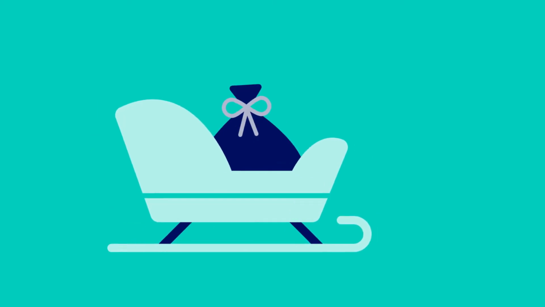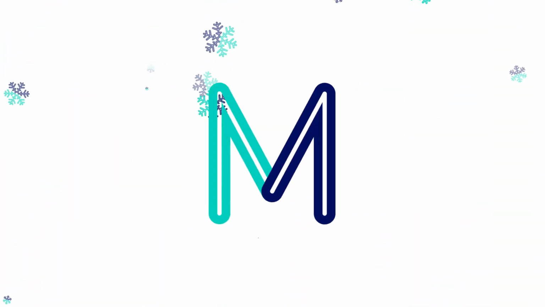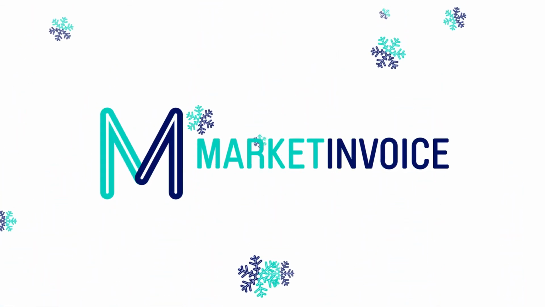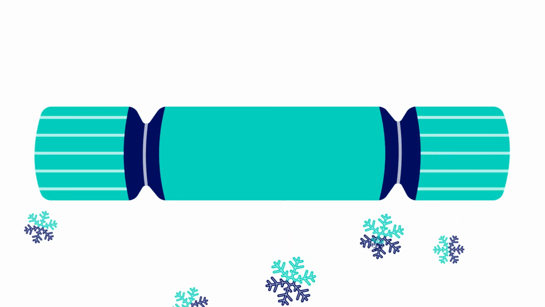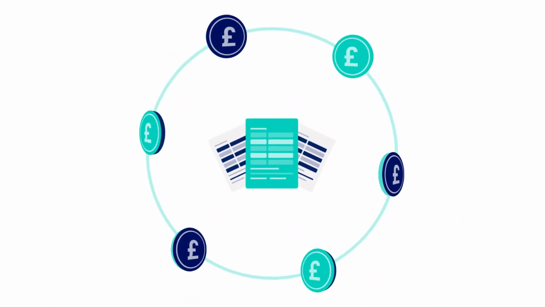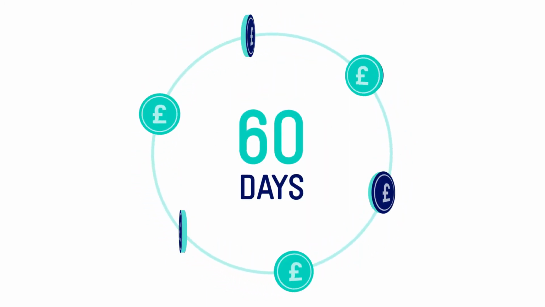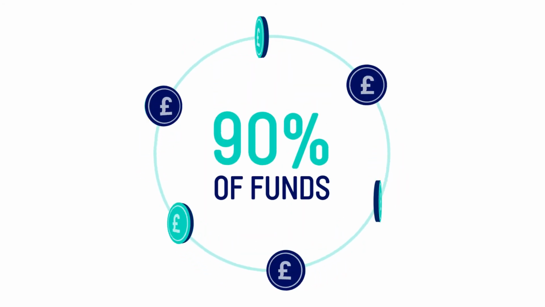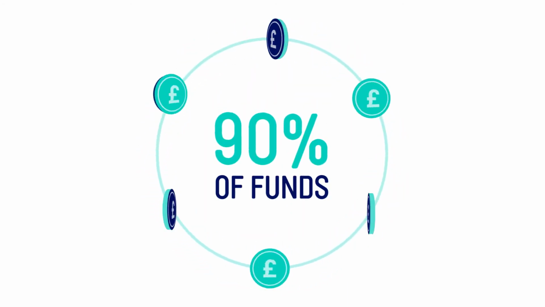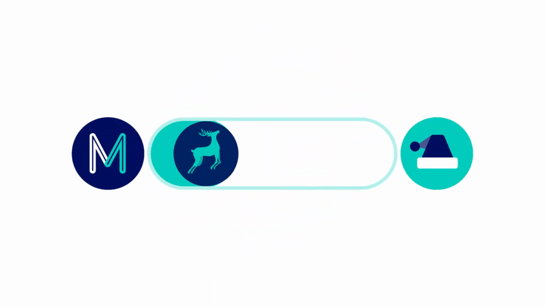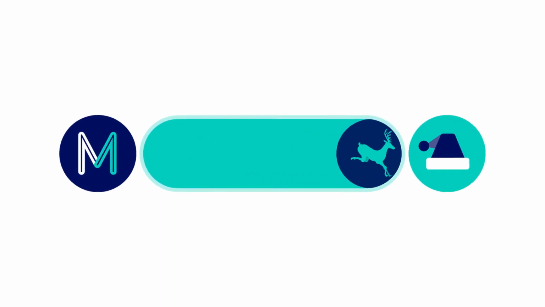But there's no reason not to stay merry, however, because we use invoice finance from Market Invoice. Oh, it's a cracker of a solution that unwraps the cash tied up in our outstanding invoices. Instead of waiting 60 days to get paid by our debtors, we can advance up to 90% of the funds and put them to good use straight away. Oh, it's all really easy, and the money arrives in our account faster than a speeding reindeer.